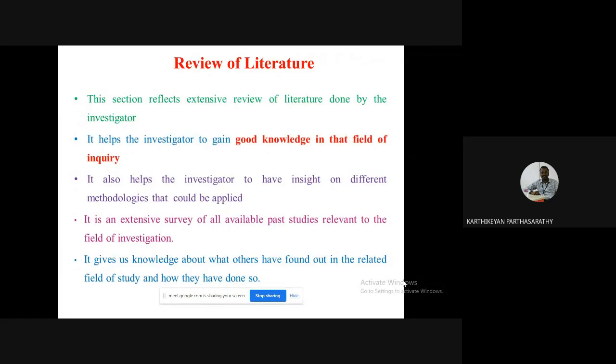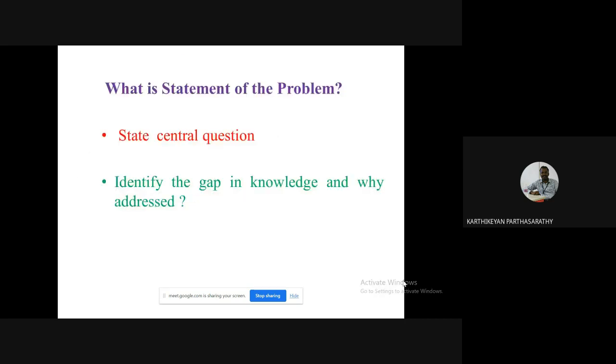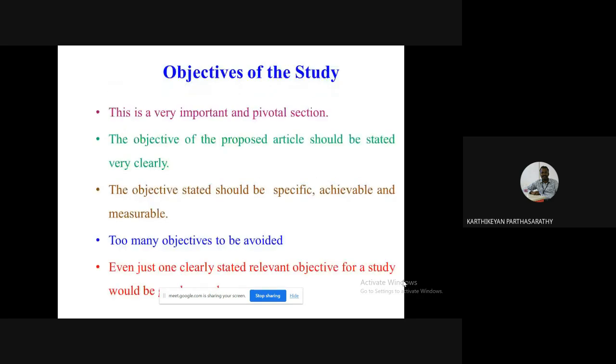In review of literature, how we can write, as on the second day of our discussion, we have discussed related to review of literature. And the statement of the problem, we just included the central questions, identify the gap in the knowledge and why it is addressed. This is the statement of the problem.